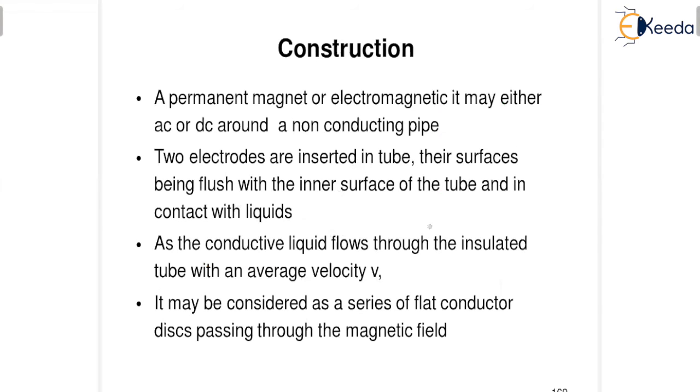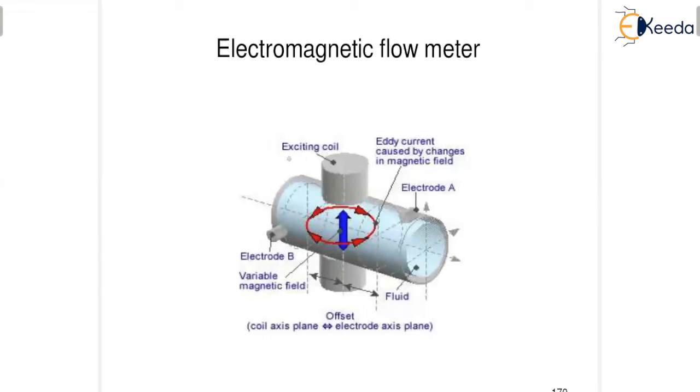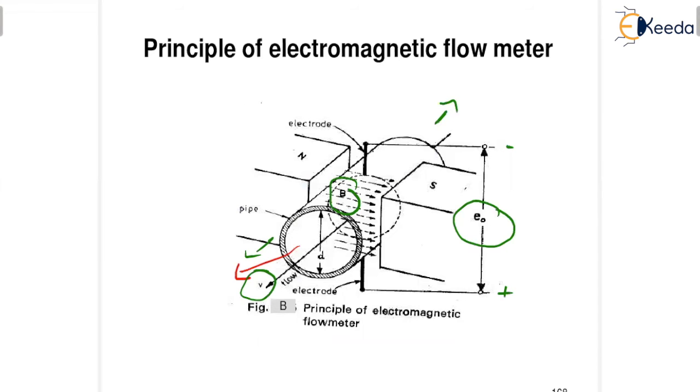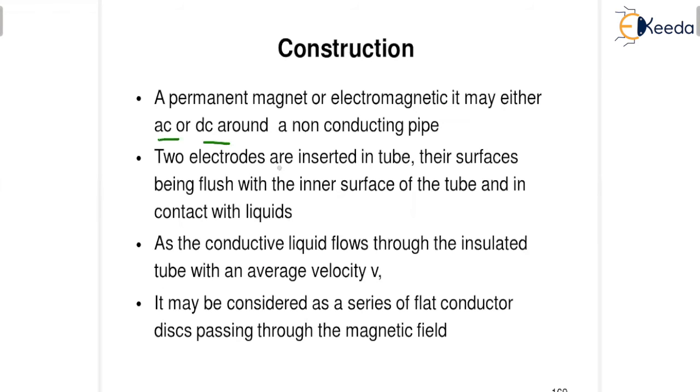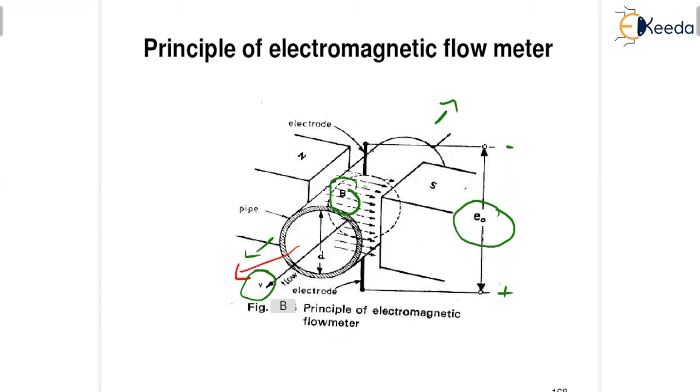Now here I have taken a permanent magnet or electromagnet. It may be AC or DC, as I have already defined in the construction. The conducting liquid is flowing. Then there are two electrodes, and a grounded non-conducting pipe. Both are present here. Next are the two electrodes. I have taken two electrodes: this is one electrode and this is the other electrode.